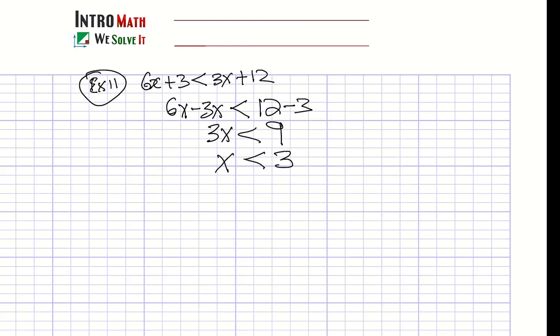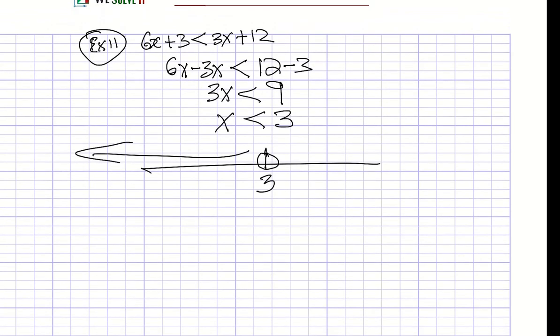So we'll draw the graph like that. If 3 is here, x less than 3, 3 is not included. It goes in that direction, okay? So we'll have 3 and negative infinity. That's how it goes, right? Because 3 is not included. Alright, that's number 11.